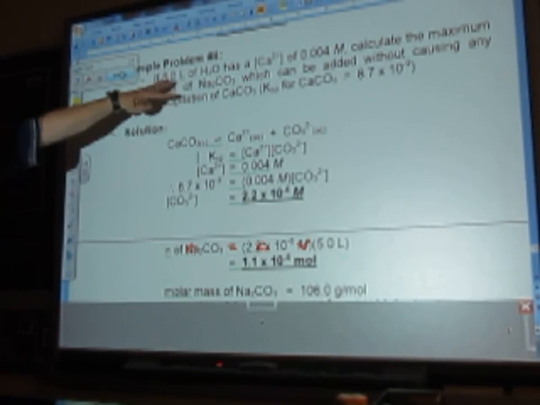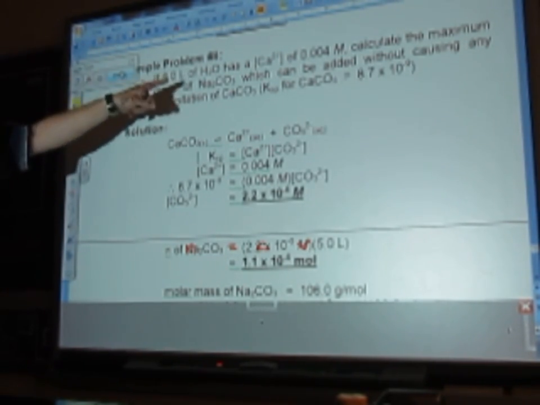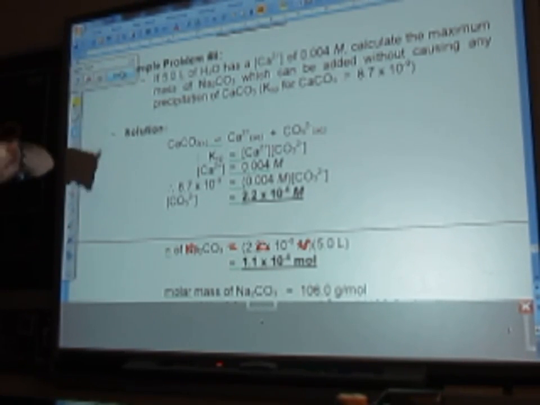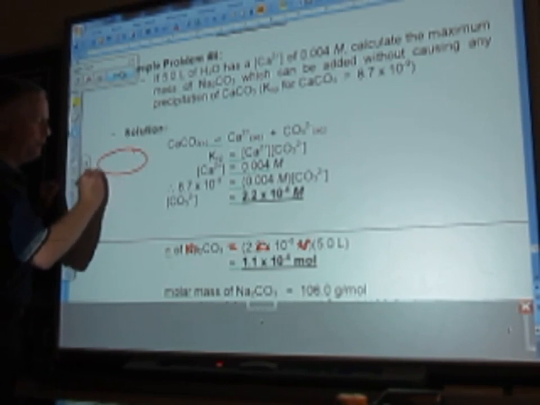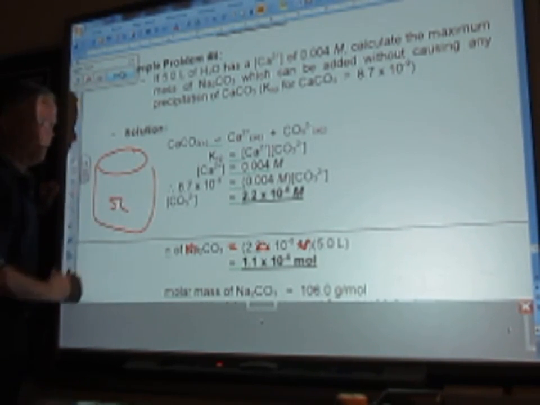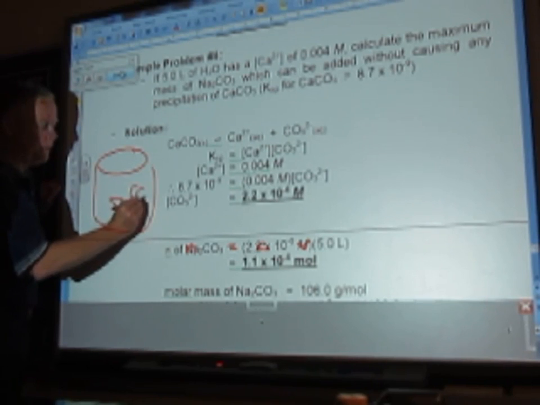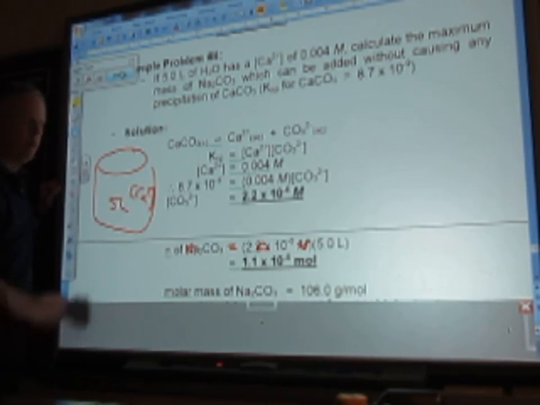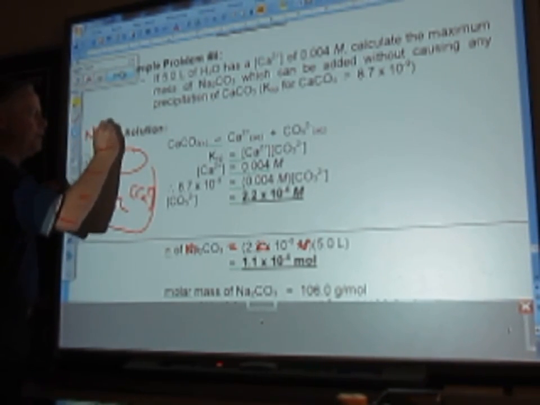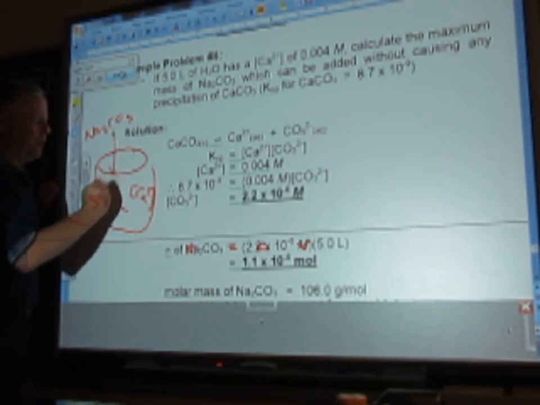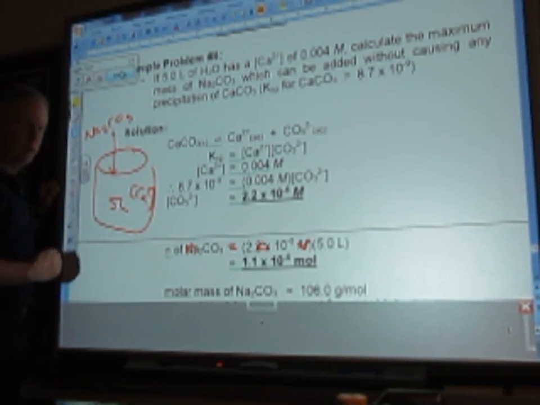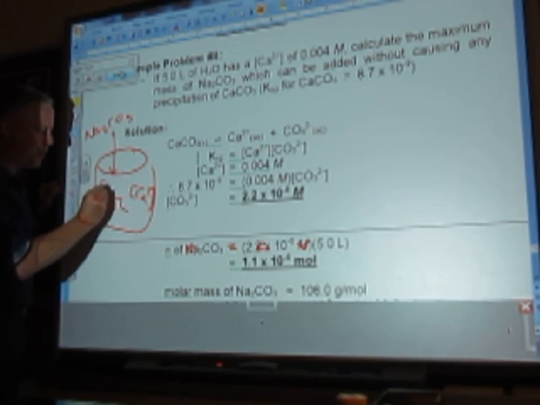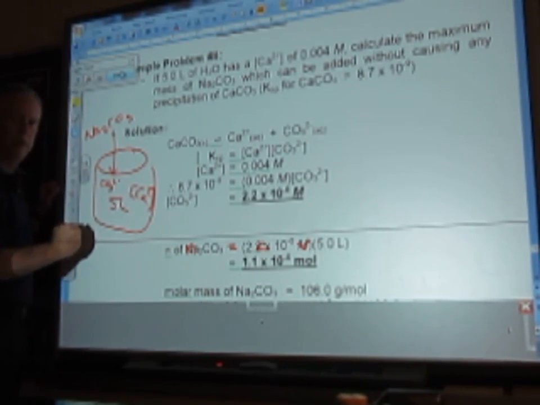If 5 liters of water has a concentration of calcium equal to that, how much sodium carbonate can I add? So I've got a 5-liter container that already has calcium in it. How much sodium carbonate can I add so that the calcium reacts with the carbonate ion to just not form a precipitate?